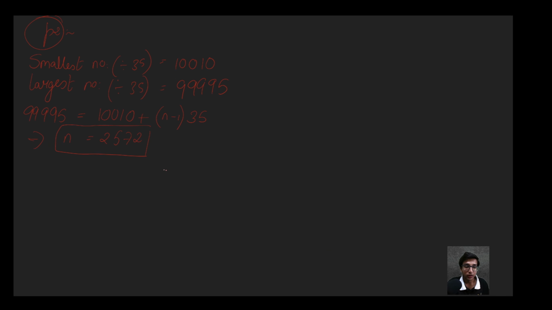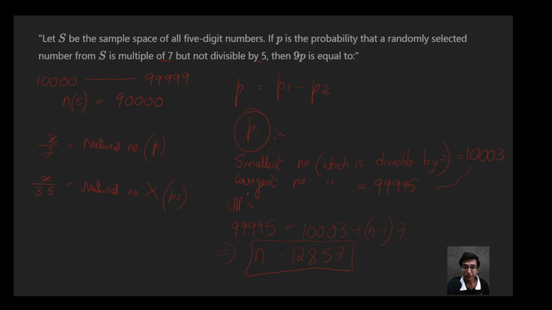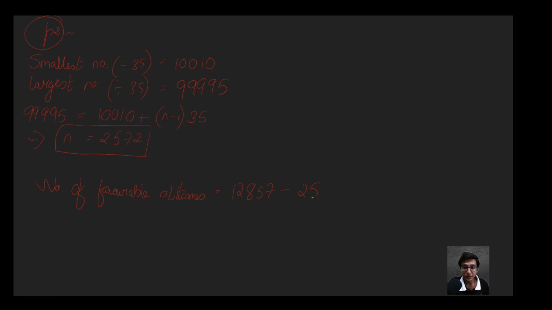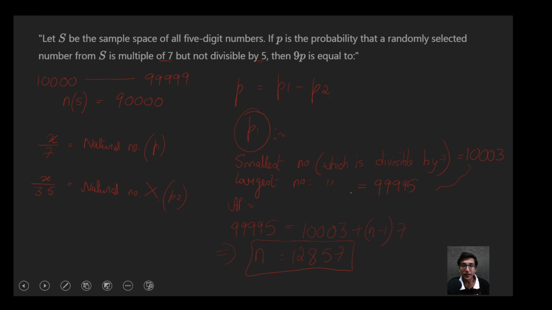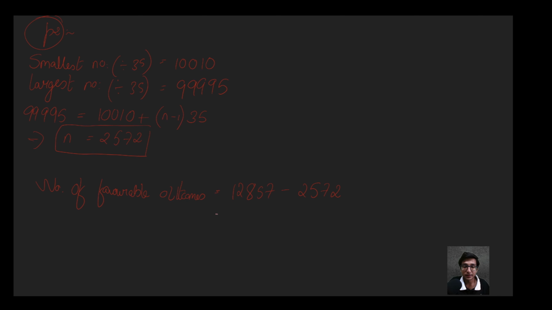So we have to remove. Our total number of favorable outcomes becomes 12,857 minus 2,572. This way, all numbers that were divisible by 7 have been included, and those divisible by 7 as well as 5 are removed from our subset. Upon subtracting this, we get 10,285. So this is our total number of favorable outcomes.